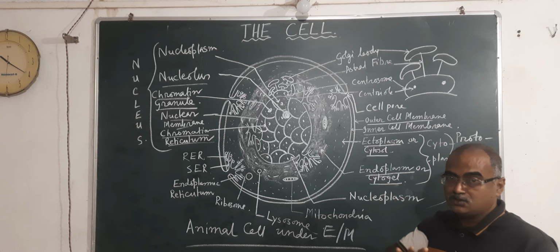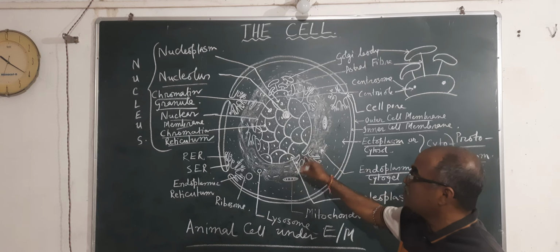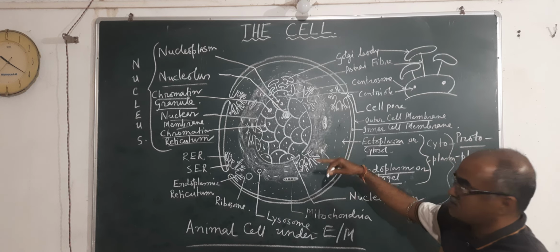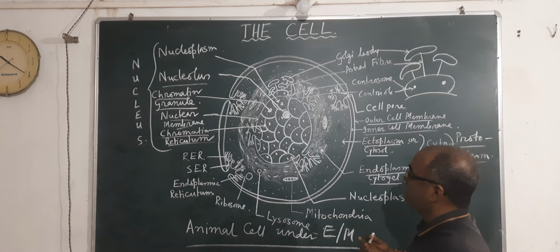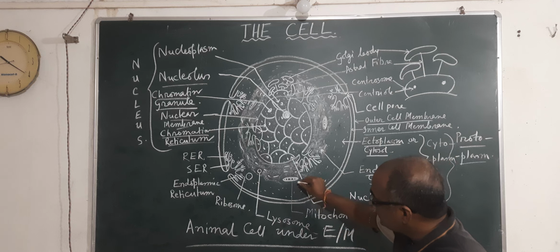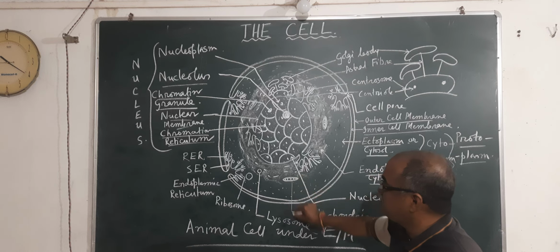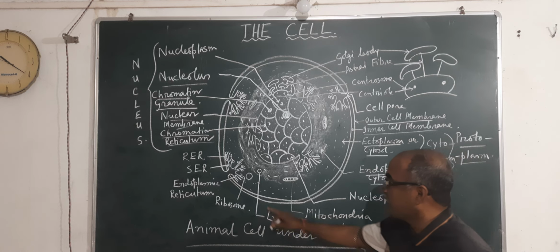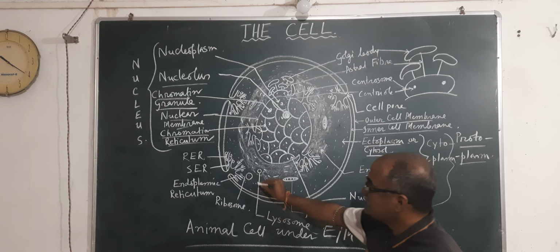One by one I will show the individual diagrams in the slides. About the functions of these things I will explain later, whenever I show the individual slides. So this is called mitochondria. Mitochondria is the powerhouse of the cell. About the ultrastructure I will draw later on. This is the lysosome. These are ribosomes.